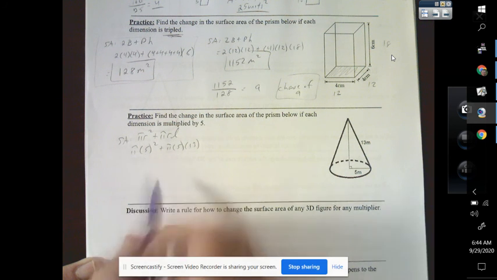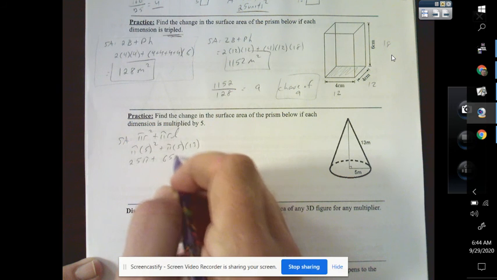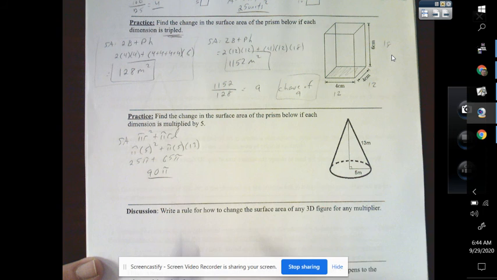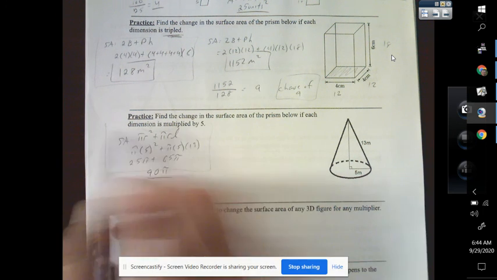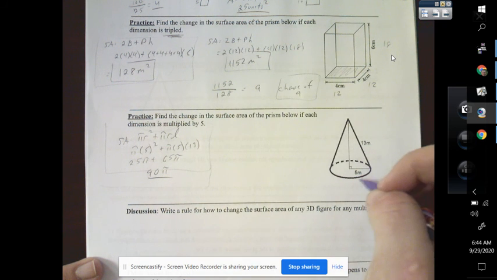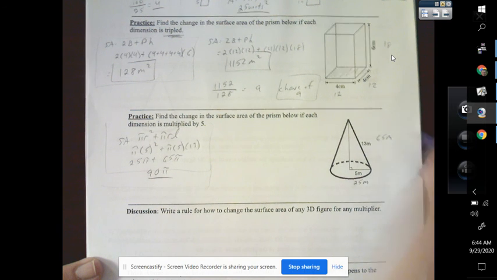It's going to be 25 pi plus 65 pi. That gives me 90 pi. And yes, I know I can put that in the calculator, but trust me, in this case, it's going to make it a little bit easier if we leave it like that. If I multiply everything by 5, this becomes 25 meters, this becomes 65 meters.